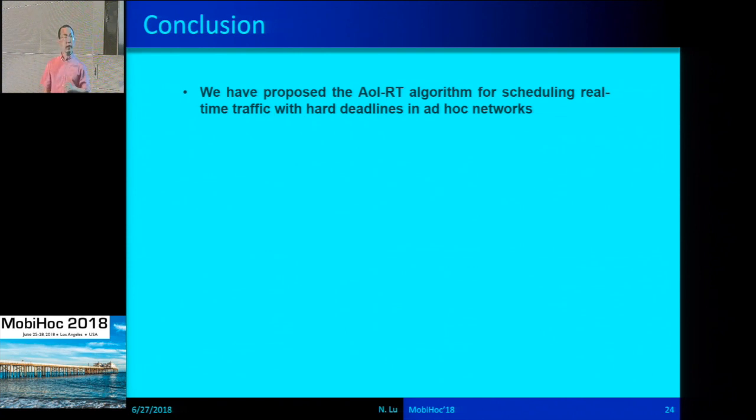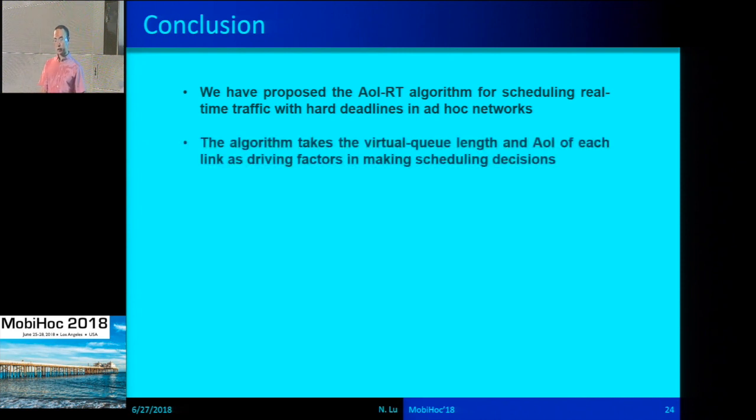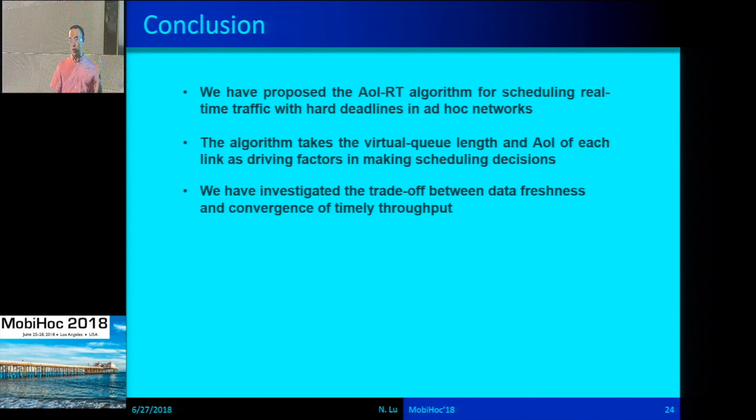So, to conclude, we have proposed the AOI-RT policy for scheduling real-time traffic to provide both guarantees on timely throughput and data freshness. In terms of the policy, the algorithm takes the virtual queue length and the AOI of each link as driving factors in making scheduling decisions. We also investigated the trade-off between data freshness and the convergence of timely throughput. Future work includes, for example, a distributed implementation of this policy, because this one is centralized and requires queue length information and AOI information of each link.